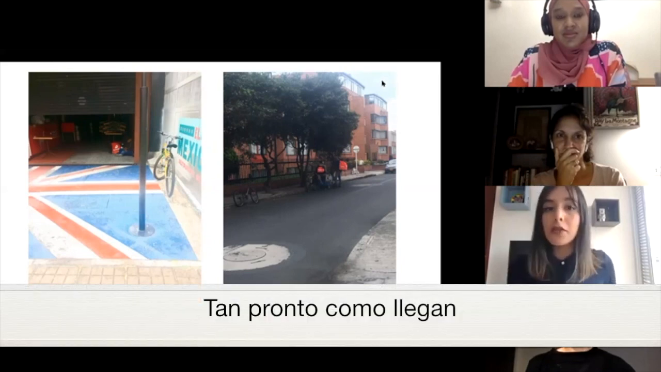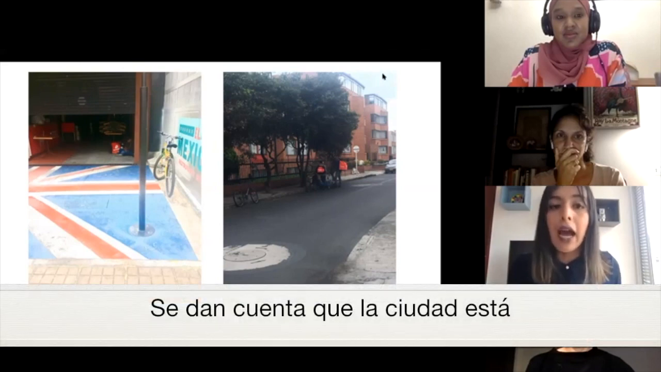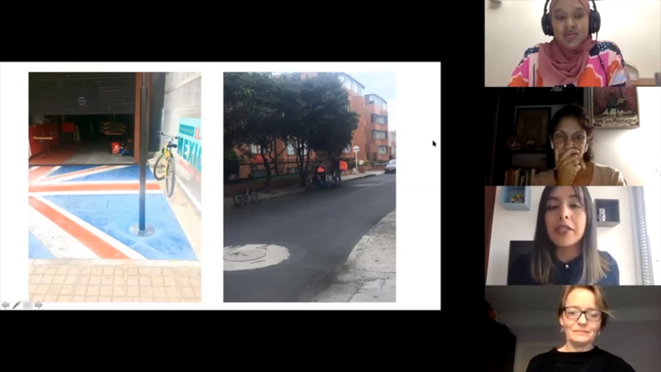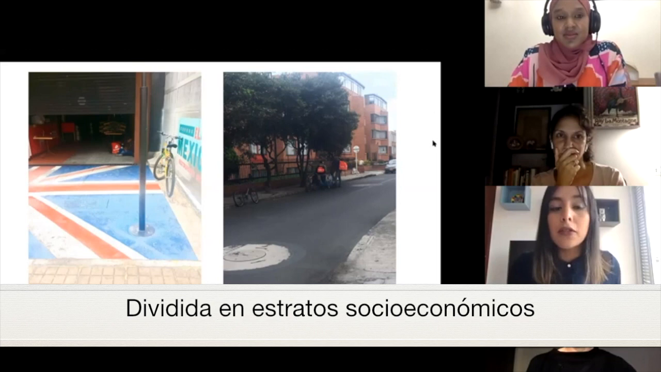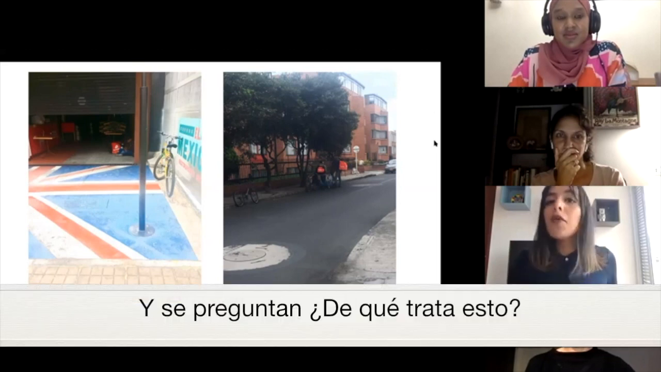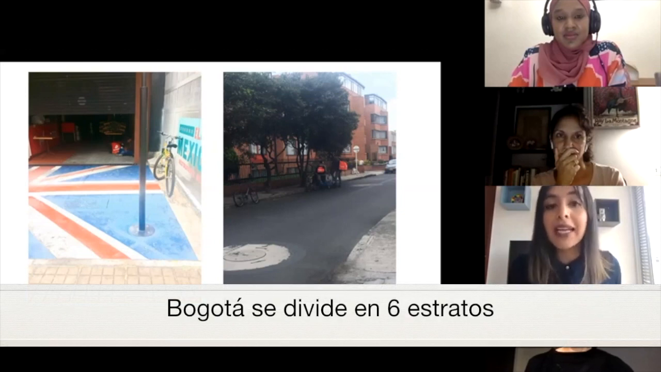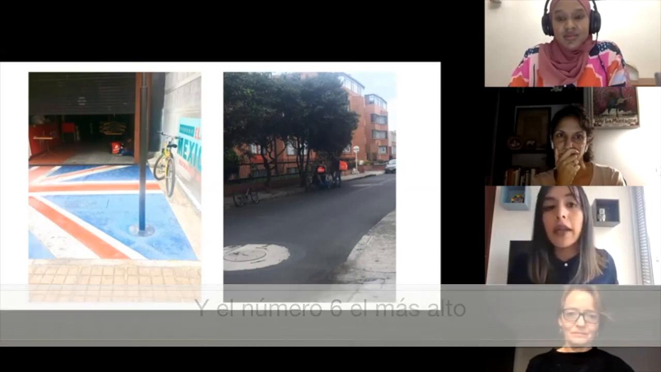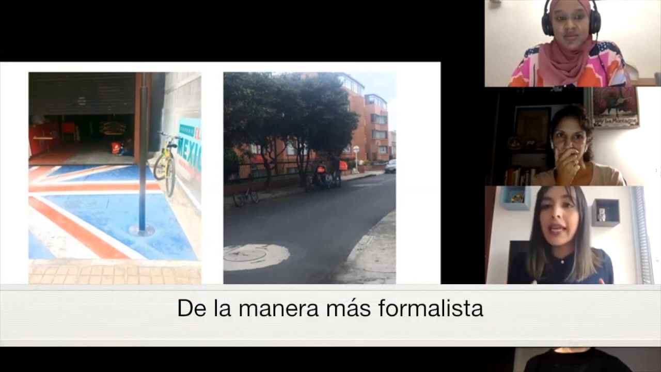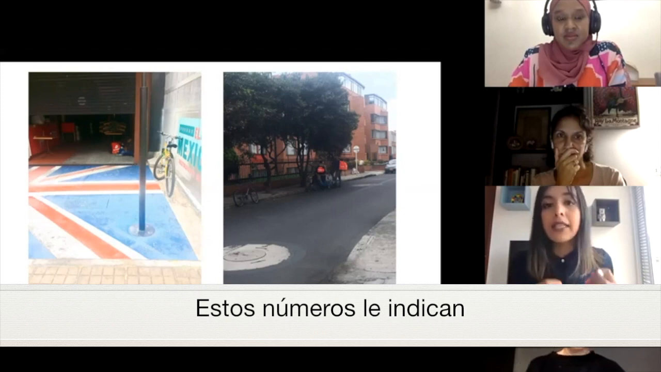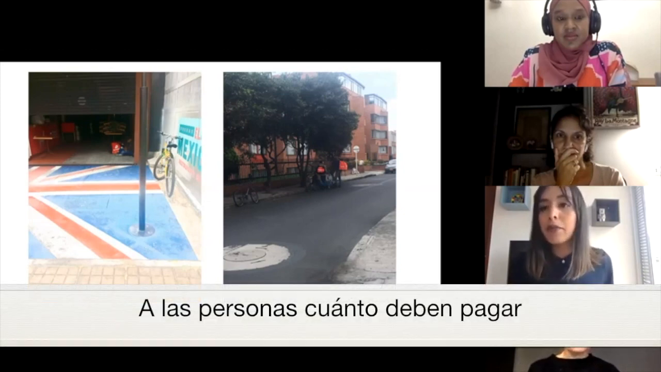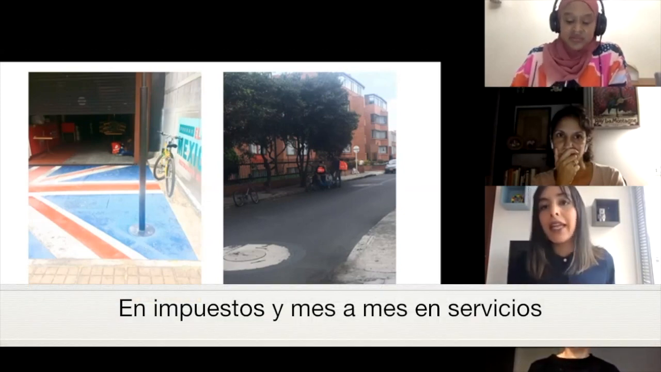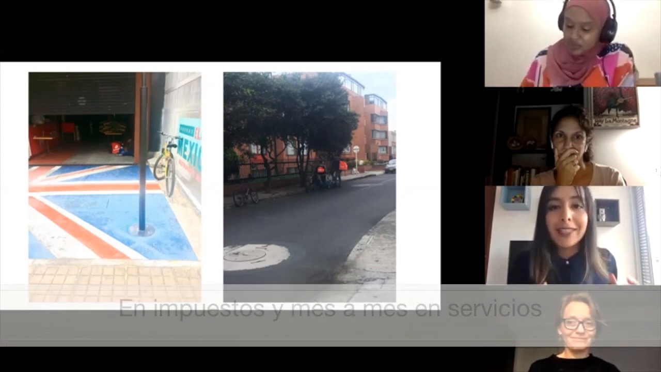And as soon as you get here, you realize that the way in which the city is divided is with socio-economical strata. And you wonder, what is it all about? So Bogotá is divided into 6 socioeconomical strata. 1 is the lowest one and 6 is the highest one. In the most formalistic aspect, these numbers indicate to citizens how much they have to pay in taxes and how much they have to pay for the monthly utilities.